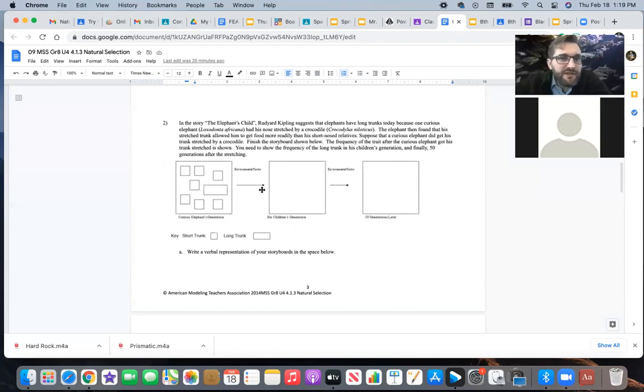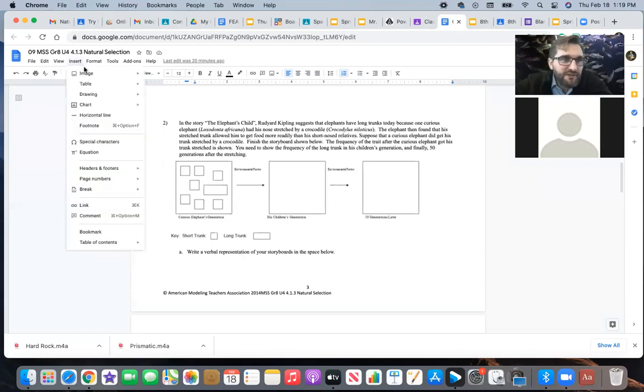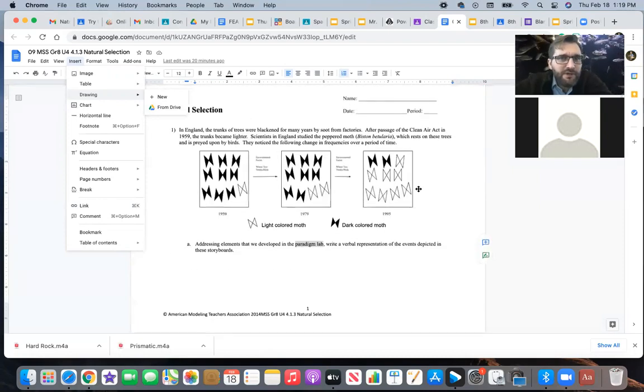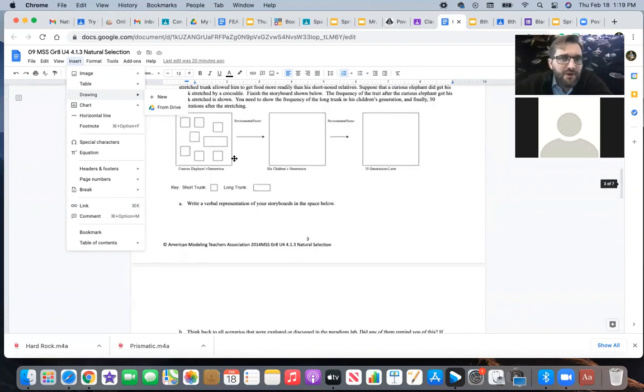In order to do this, you're going to have to use the insert drawing and new button because it's asking you to actually draw out what you think this 3-box storyboard is going to look like, and maybe refer up here to this 3-box storyboard. But it's wanting to know what's going to happen over time. So you're going to have to actually create a drawing here.